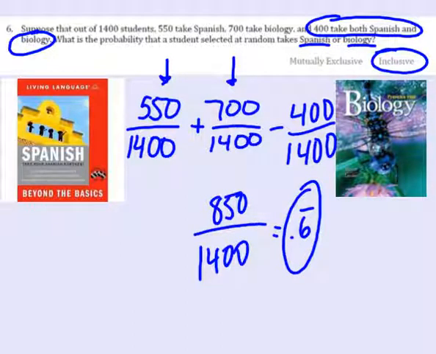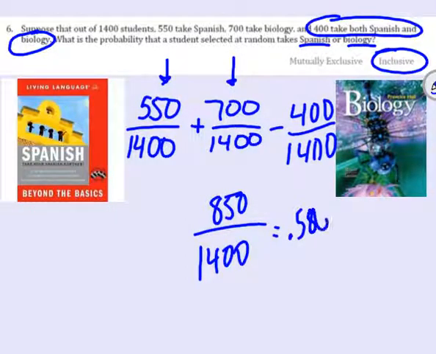Alright, so make sure you're comfortable finding some of these on your own. That doesn't seem right. 850 divided by 1,450. Oops, I was looking at the next answer. Hold on. This is 0.586. Alright, so make sure you're doing the math on your own and trying the calculator.